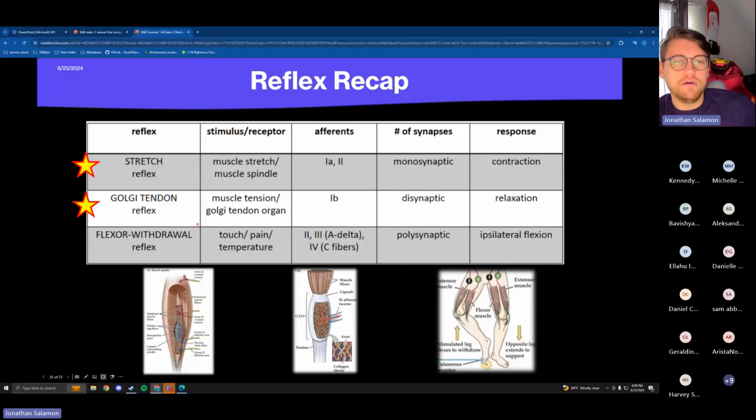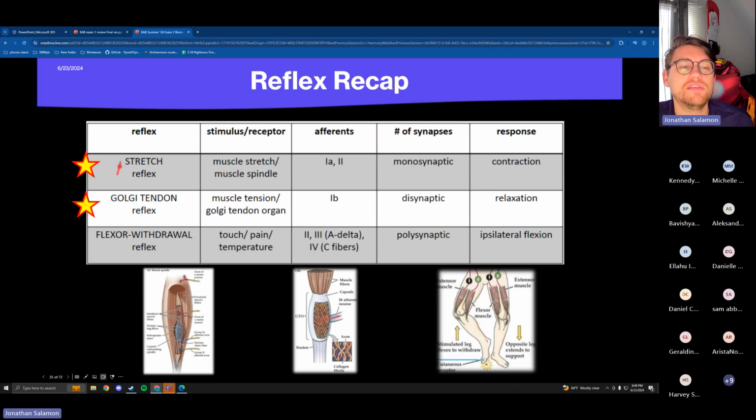As far as reflexes go, you have to know that the spindle fibers are responsible for stretch, and the Golgi tendons are responsible for like too much weight, right? You know that these are in parallel, these are in series. You should know that these are monosynaptic and these are disynaptic, and that these are polysynaptic, right? But you can figure that out if you just think for a second about what they do, right?